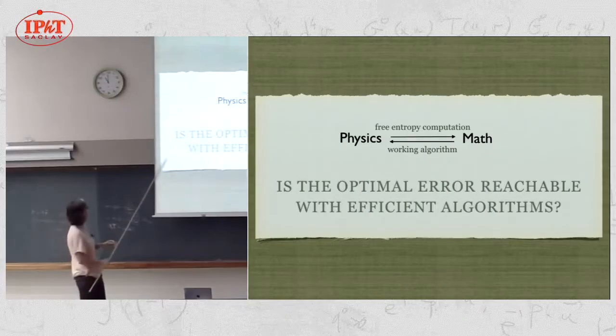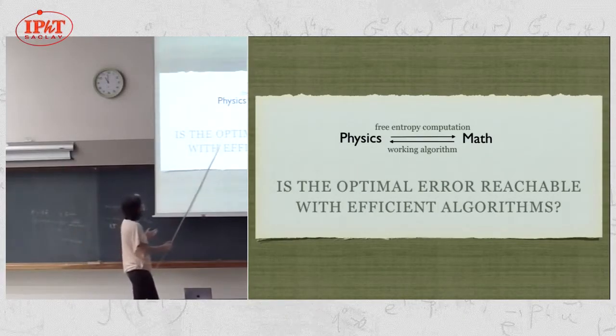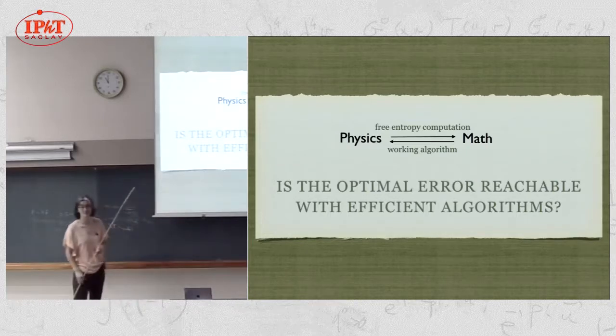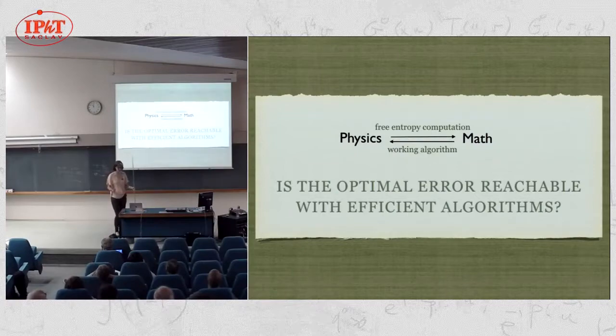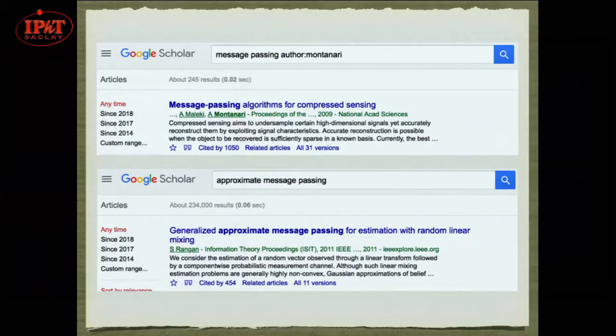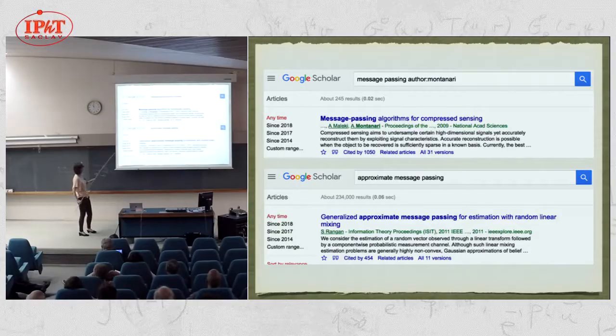And it comes when you actually ask, what is the optimal error reachable with an efficient algorithm? And we didn't have such an algorithm in physics. And it came from, that's one of the papers that I cited before, this one by Donoho, Maleki, and Montanari. It's a version of the message passing algorithms. And this is this generalization by Sundeep Rangan, who is in information theory. So you see, these are not older than 10 years papers and are quite well known.